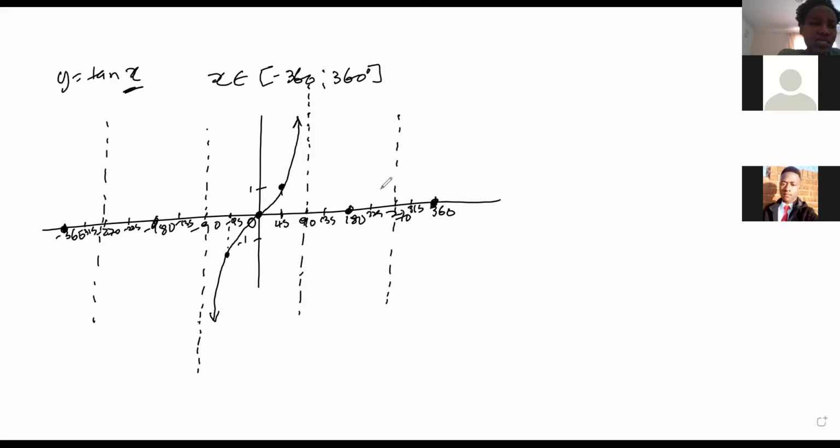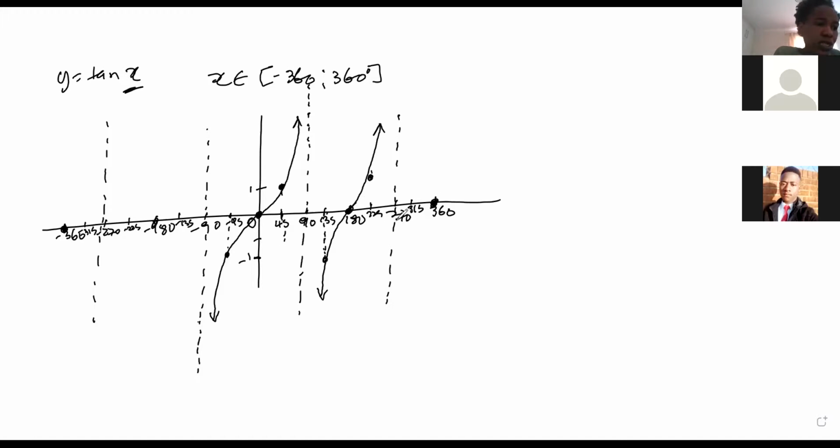Then let's see tan 135 is -1. So we have -1 here. Where did I put -1? Okay, let me just put it here. So this is our -1. Then 225, it will be +1. So your graph will be like this. It must not go over. It's just going to go closer to the line, but it can never cross that line.